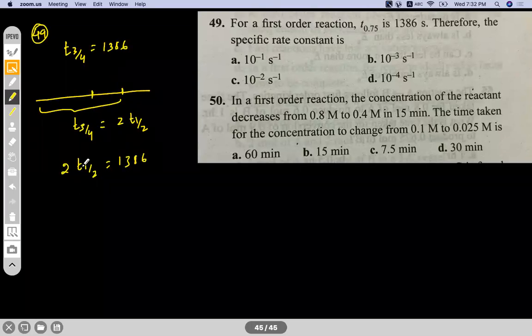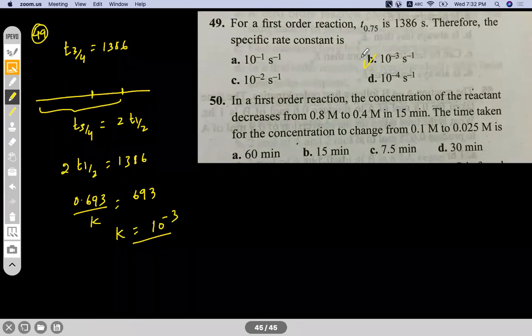So T half is 0.693 by K. So 0.693 by K is equal to 693. So K is equal to what? K, we got it as 10 to the power minus 3 per second, because the order is 1, so only time will be there, time inverse. So this is the order here.